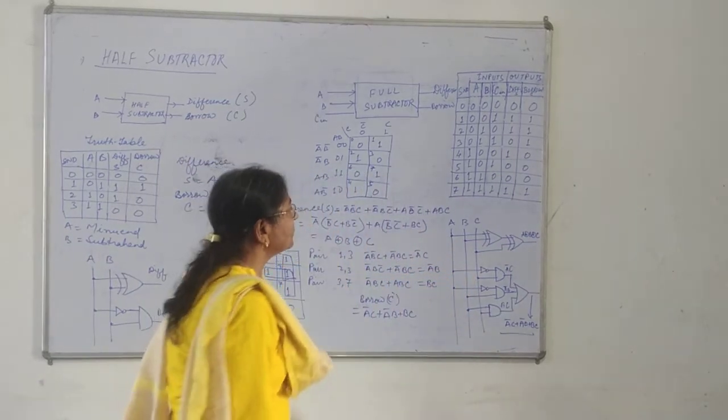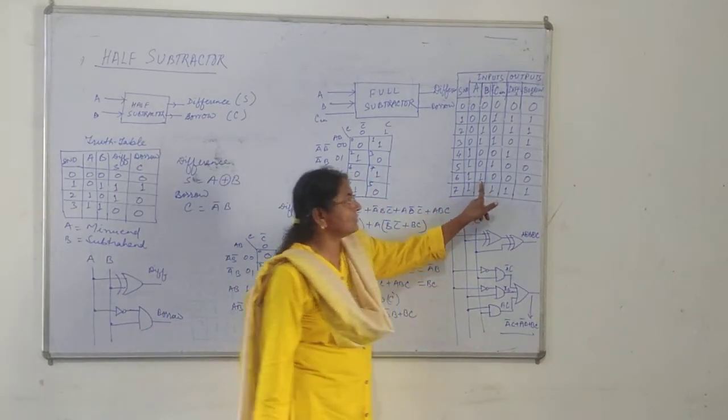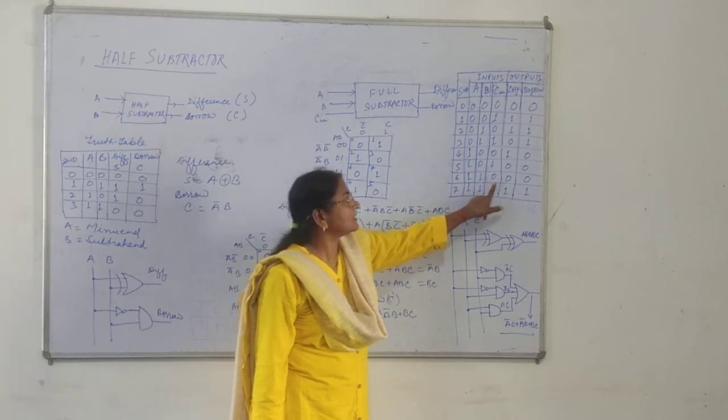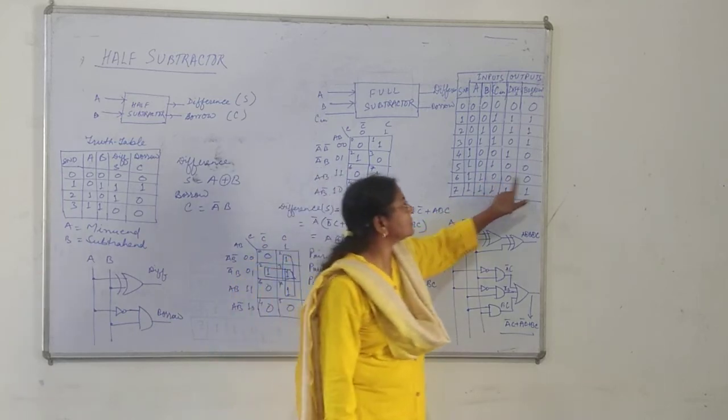In the sixth row, 1 1 0. 1 minus 1 is equal to 0, and 0 minus 0 is equal to 0. So both are 0 and 0.